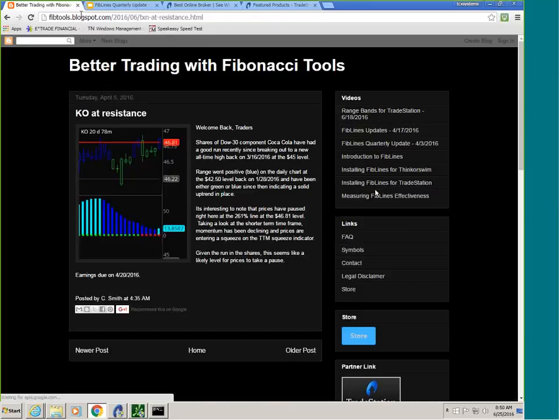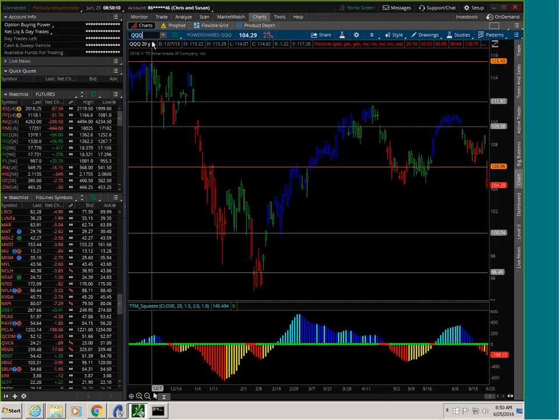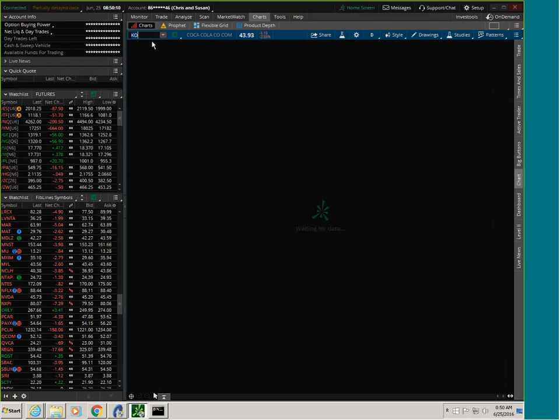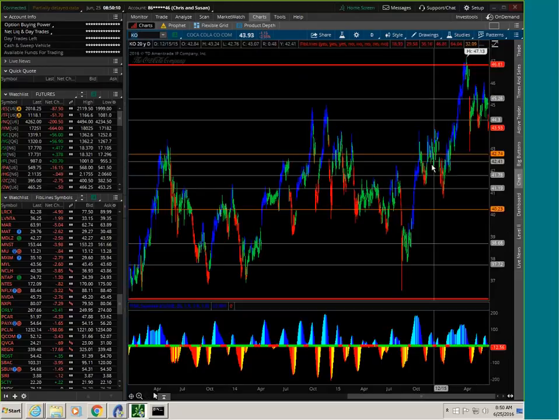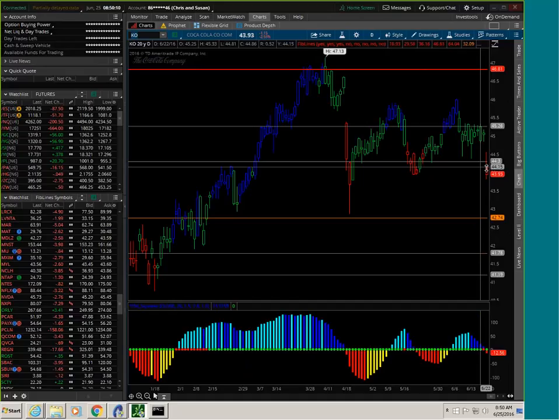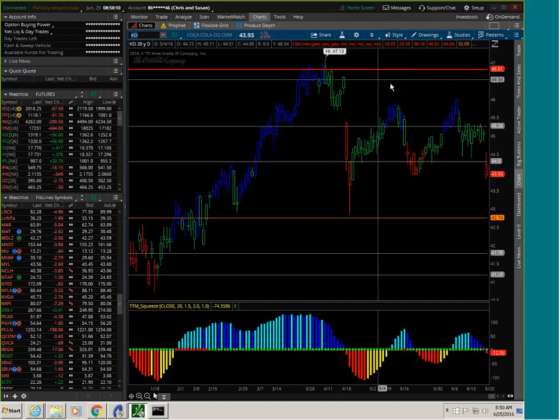I posted back here on April 5th that it looked like we were at resistance. This is the kind of thing you can see with FibLines that you can't quite see with any other indicator. So why did I think we're at resistance here? Well, it turns out we're right here at this red line. And if you go to Coca-Cola, you can see, yeah, very interestingly, we're right there at resistance. And the only reason why I knew that is because of this red line here.